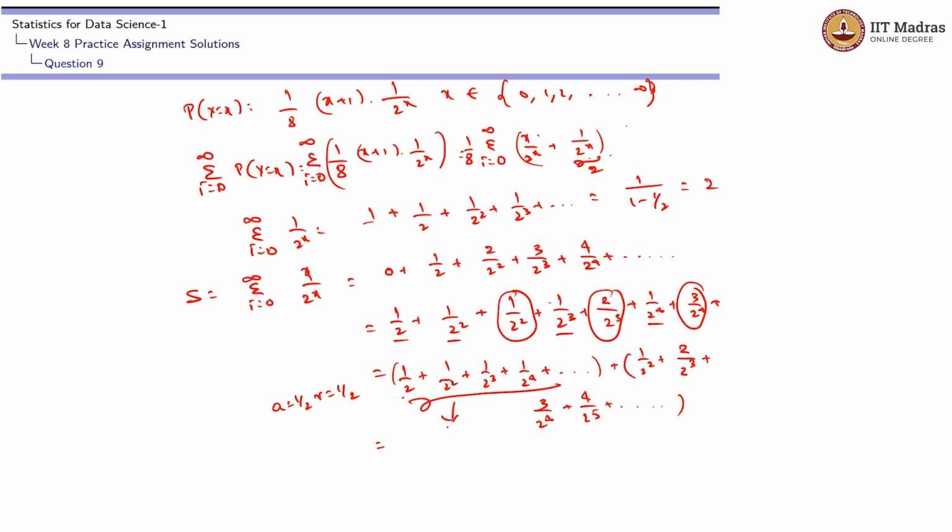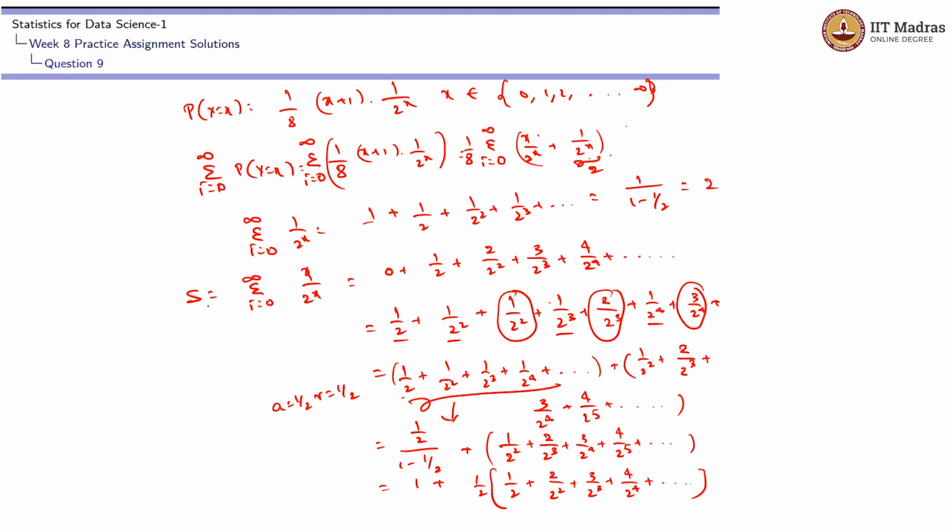The sum of this would be a by 1 minus r, half by 1 minus half, plus the remaining terms, which we let be like that for now: 1 by 2 square plus 2 by 2 cube plus 3 by 2 power 4 plus 4 by 2 power 5 plus and so on. This equals 1 plus, and here we can take 1 by 2 outside. If we take 1 by 2 outside, it is 1 by 2 plus 2 by 2 square plus 3 by 2 cube plus 4 by 2 power 4 plus and so on, infinite terms.